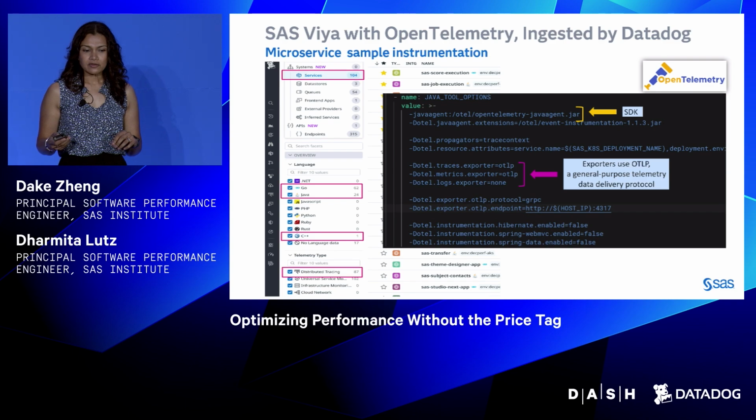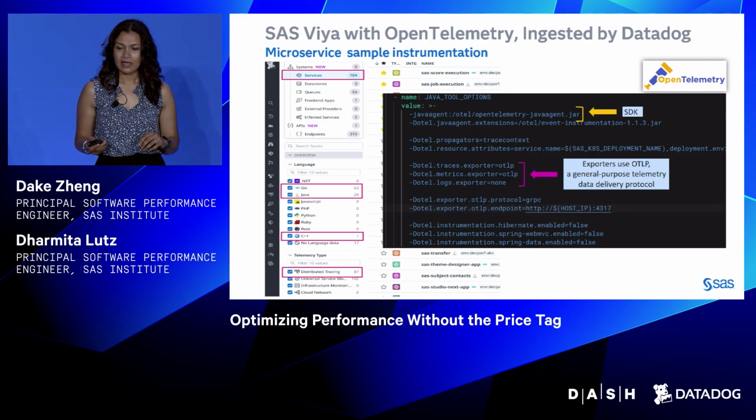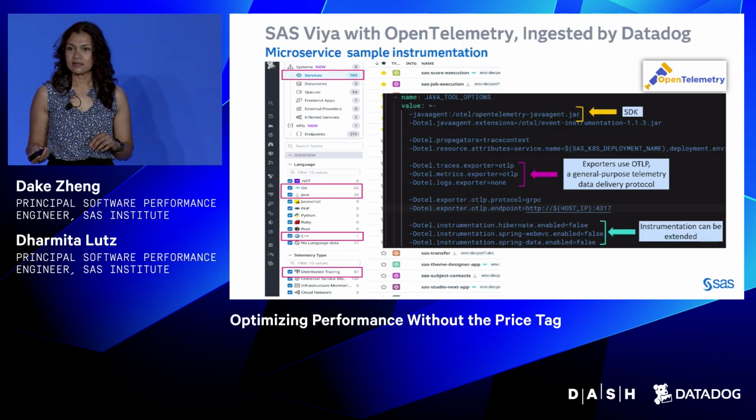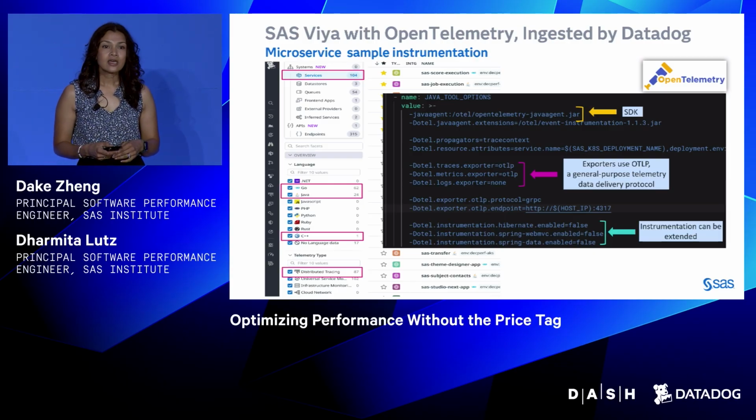The exporters for traces and metrics, and we use the OTLP protocol to export our trace and metric data. And the blue arrow shows how we can extend this instrumentation, for example, if we were interested in learning more about Hibernate. There's no OTel collector in this mix.